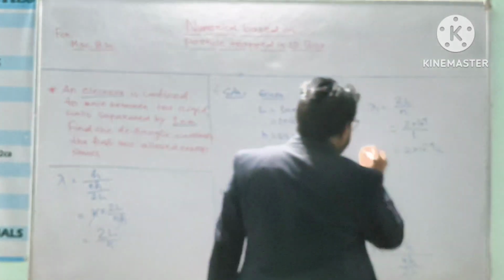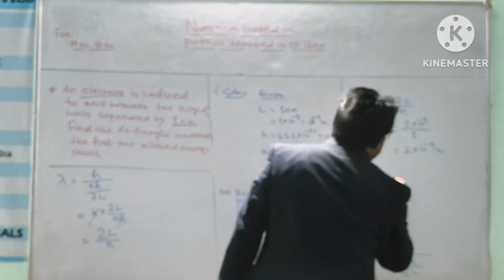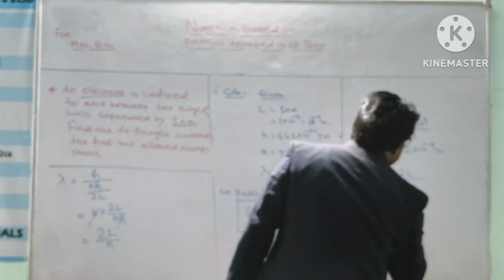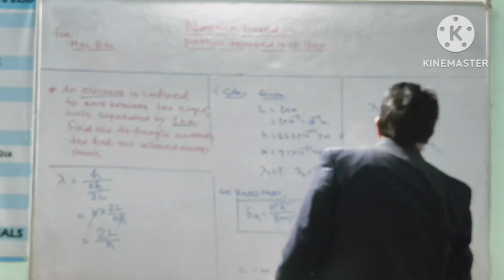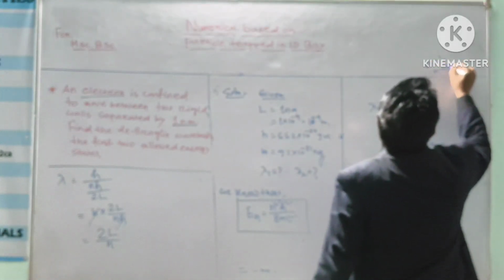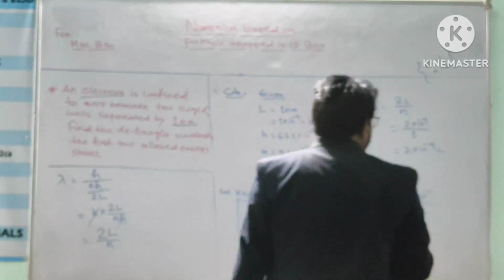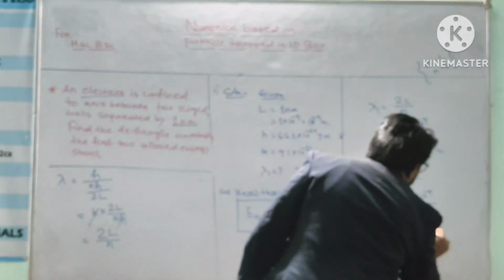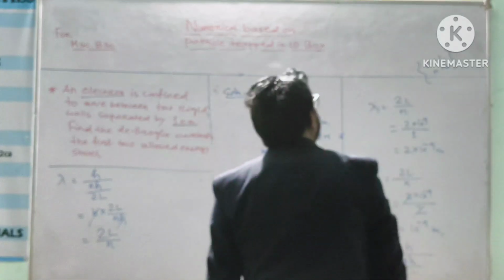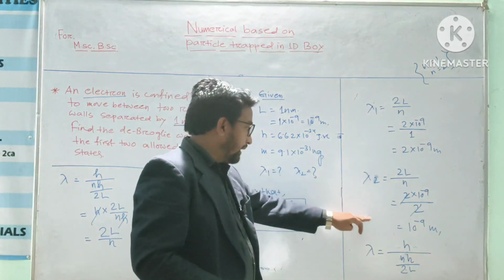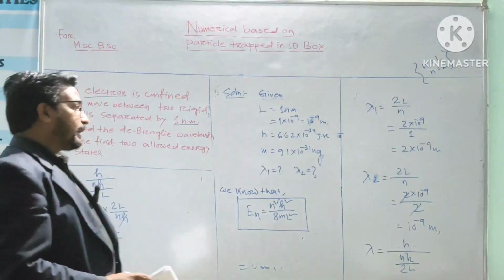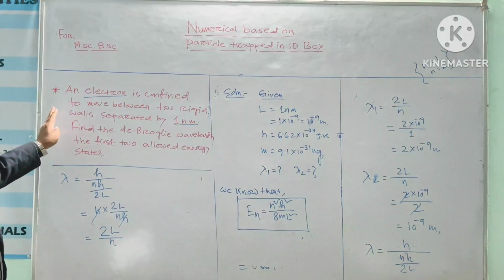Again, in a similar way, lambda 2 equals 2l divided by n. For the second state we put 2 into l, where l equals 10 to the power minus 9, and the value of n equals 2, because n equals 1 and n equals 2 are the two allowed states. So 2 and 2 cancel each other, and finally we can write 10 to the power minus 9 meter. So this is our final result: lambda 1 equals 2 into 10 to the power minus 9 meter, and lambda 2 equals 10 to the power minus 9 meter. For your better understanding, I am going to repeat this problem once again.